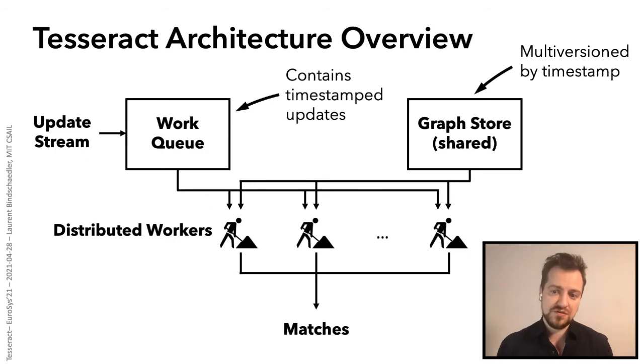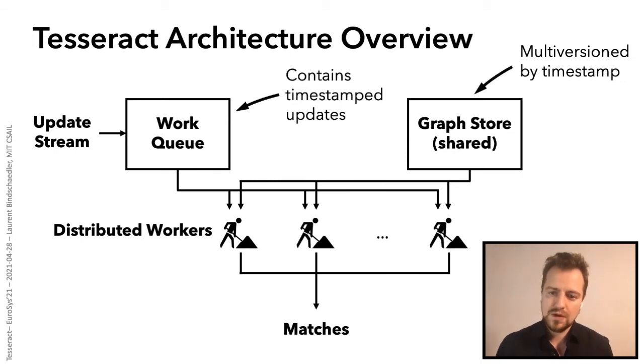Now to sum up, here is Tesseract's system architecture at a high level. So the system receives a stream of updates that it timestamps in increasing order. Each update is then added into a shared multi-versioned graph store that tracks the state of the input graph over time, and then the update is inserted into a work queue. After that, we have distributed workers that can fetch updates from the work queue and compute the changes to the match set by exploring the graph, just as I described before. Now, an important thing here is that the graph store is not partitioned across workers, but it's kept separately. That means any worker can always read any part of the graph. Finally, the output of the system is simply a stream of changes to the match set that are ordered by timestamp.